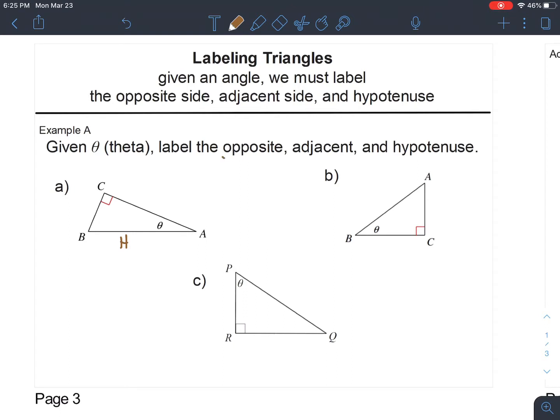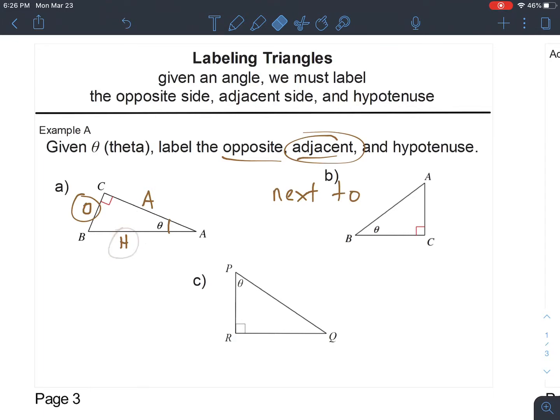Okay, now we have to label the opposite and the adjacent sides. So the opposite is going to be the one that is opposite from where the angle is. So if theta is here at angle A, well then our opposite side is on the other side of the triangle right there. And then the last thing is the adjacent side, and adjacent is always going to be next to theta and the right angle. So adjacent to the right angle and to theta is where we will put A. And there we go. We have labeled the three sides of our triangle, the opposite, the adjacent, and the hypotenuse.